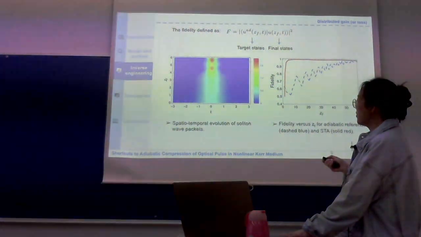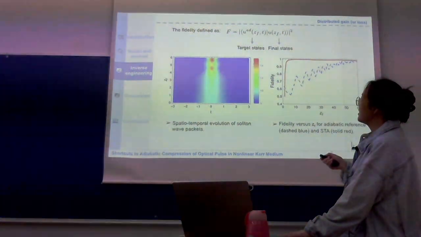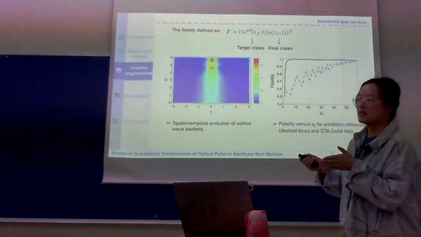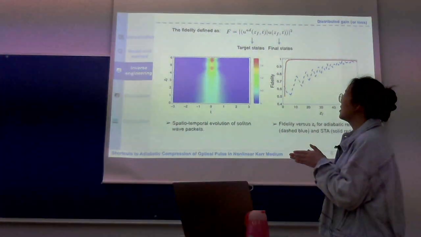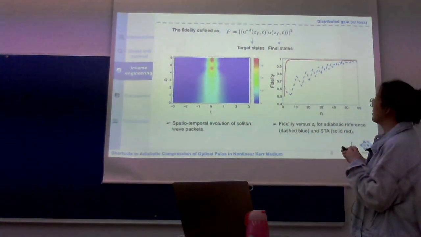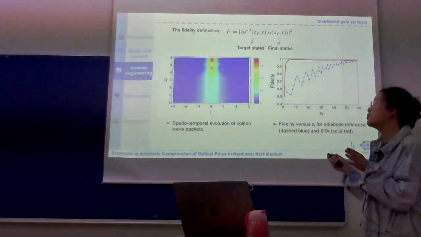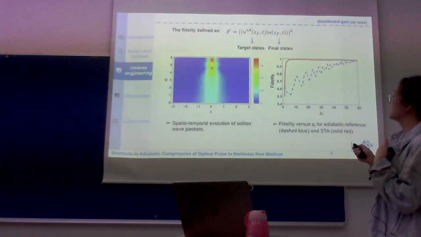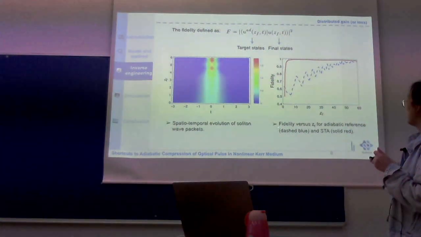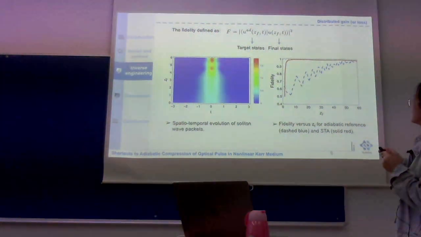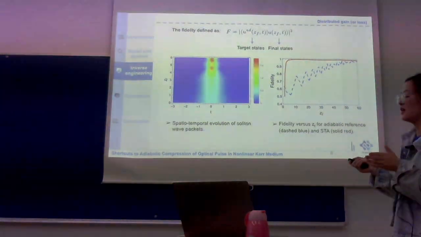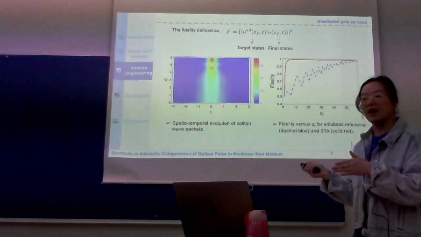Then we can see the spatial temporal evolution of this soliton compression. We can find for the STA case, when ZF equal to 6, the soliton can be compressed. But we want to know whether this compression is robust enough. So we define the fidelity. This term is the target state, from our adiabatic evolution. And this term is what we get from the numerical evolution, using the STA approach. And we can find when ZF equal to 6, this red line for the STA case, the fidelity is almost equal to 1. So it means when we use the STA approach, we can get robust and fast soliton compression.